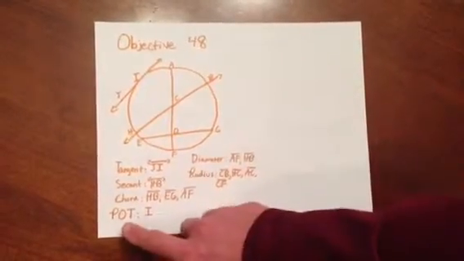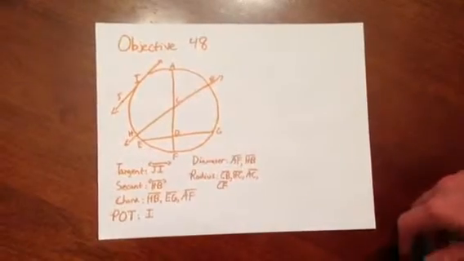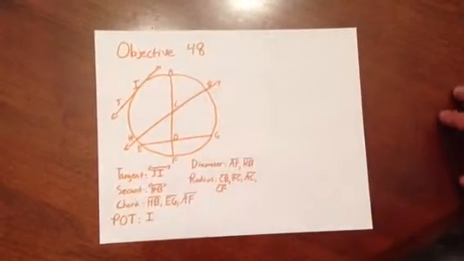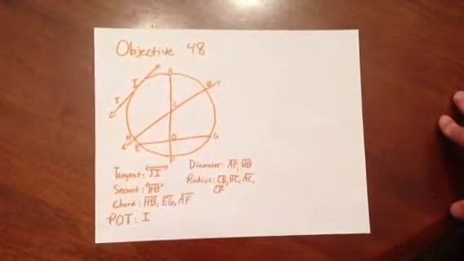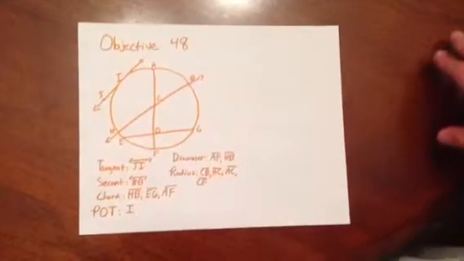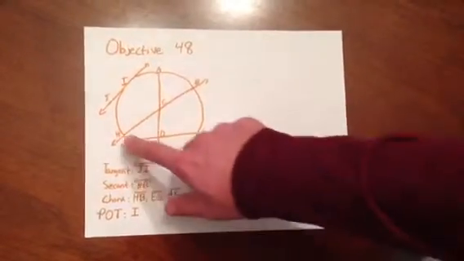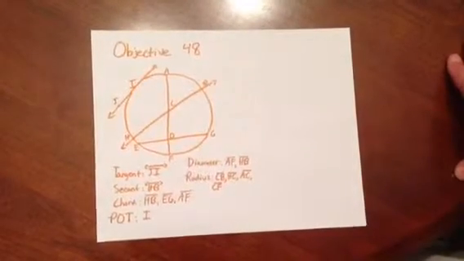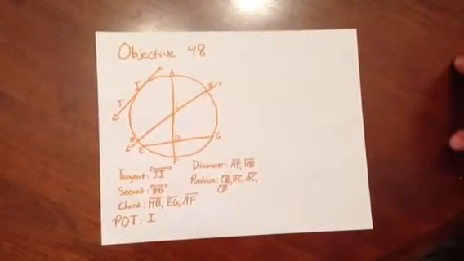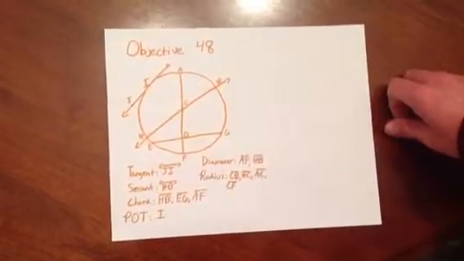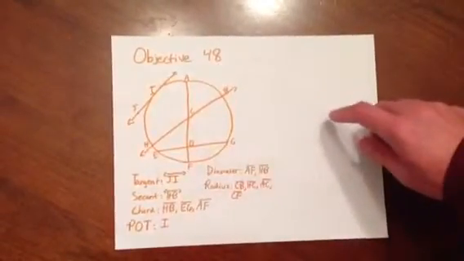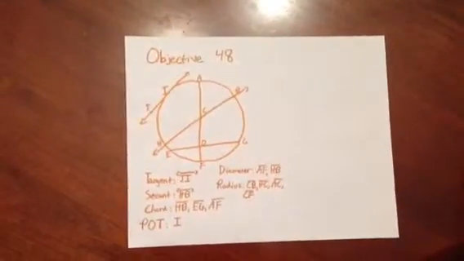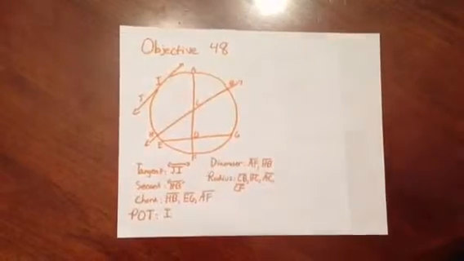The point of tangency, which is what POT stands for. I, right there, is the point of tangency. Diameter. Okay, so we're looking at all the different diameters here where it crosses the middle also. HB and AF. And we have a lot of different radiuses. We have CB, HC, AC, and CF. And that is Objective 48.